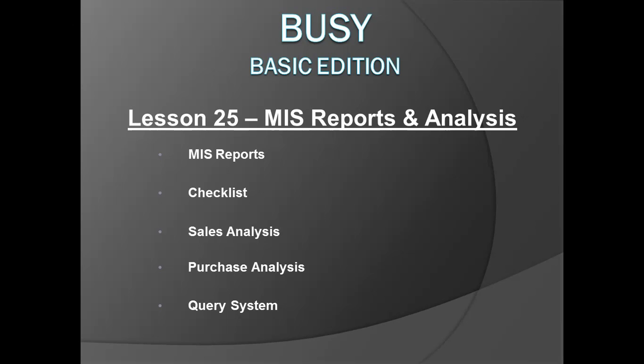MIS reports basically ease managerial decisions and include reports like cash flow, fund flow, and profitability reports. Using the checklist report, you can view different types of reports like master statistics, voucher statistics, and so on. Sales purchase analysis shows complete details of sales and purchase transactions, and using the query system you can search different strings based on different filtration criteria.